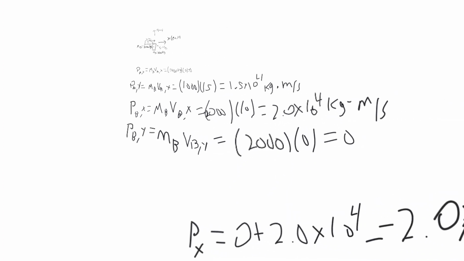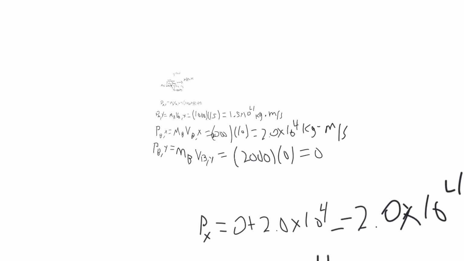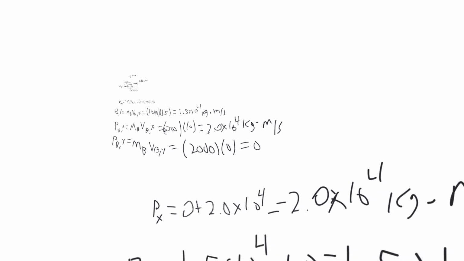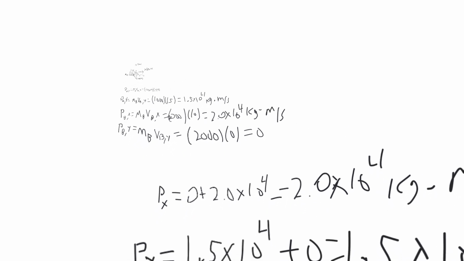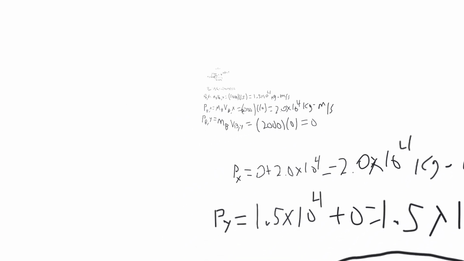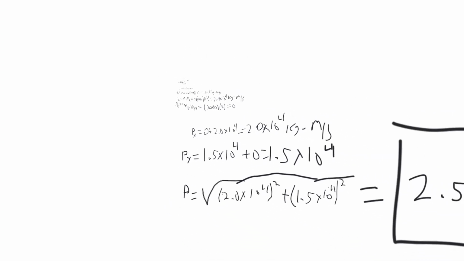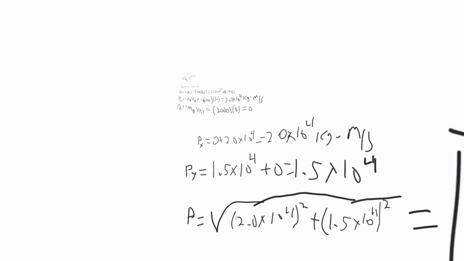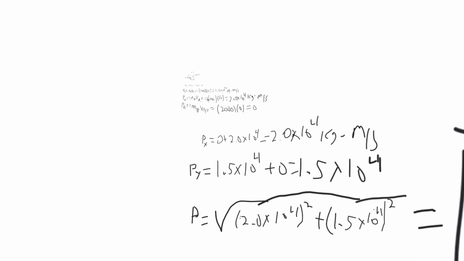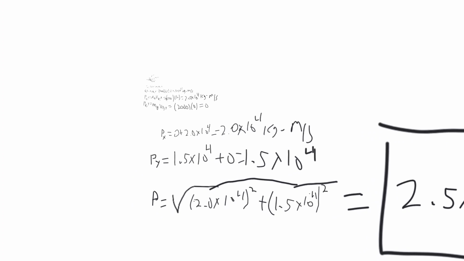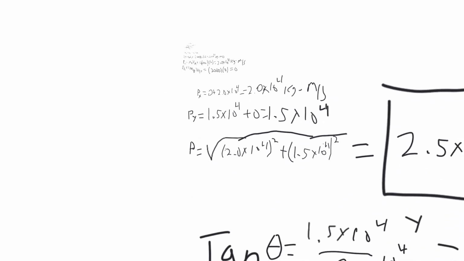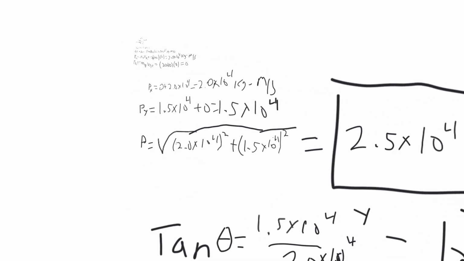Now for car B, it doesn't go anywhere in the Y direction, but it does go 10 meters per second in the X direction. So that gives us 2 times 10 to the power of 4 kilogram meters per second. So now we have their X and Y components. What we do is add the X and Y components of each car. If we add them together, the X component is going to be 2 times 10 to the power of 4, and the Y component is going to be 1.5 times 10 to the power of 4.